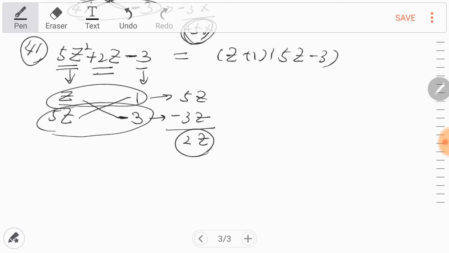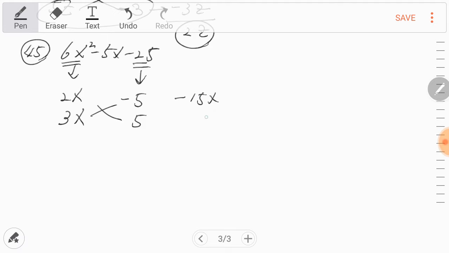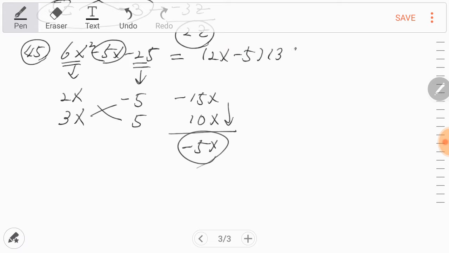Okay, let's try another one. Maybe we can try 45: 6x squared minus 5x minus 25. 6x squared can be written as what? 2x times 3x. Let's try 2x times 3x. If this is not working, then we may try x times 6x. And then the third term, 25, is 5 times 5. We can put the negative sign, maybe. Let's try over here. Then this product is negative 15x. This is 10x, and the sum is negative 5x. Bingo! The result is same as the second term. So this is equal to 2x minus 5 times 3x plus 5.